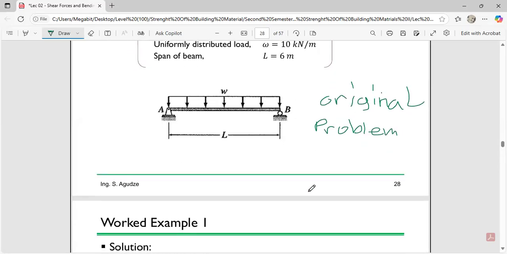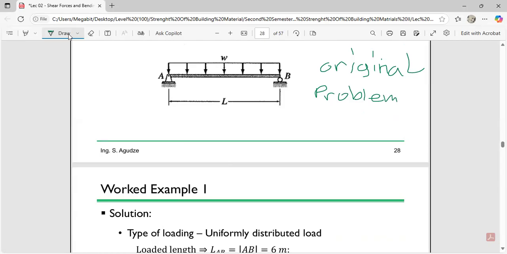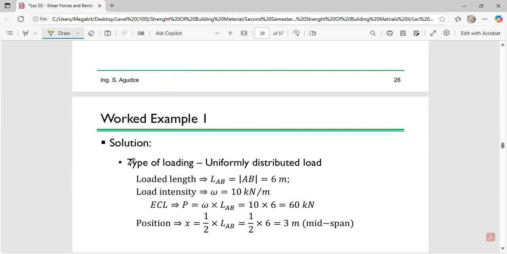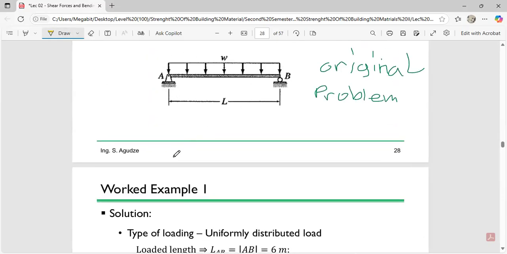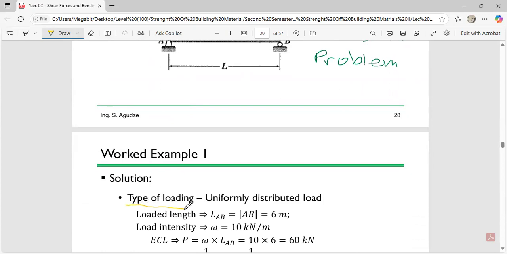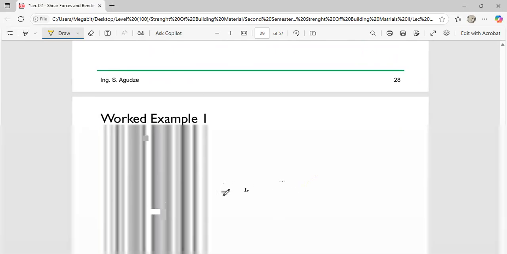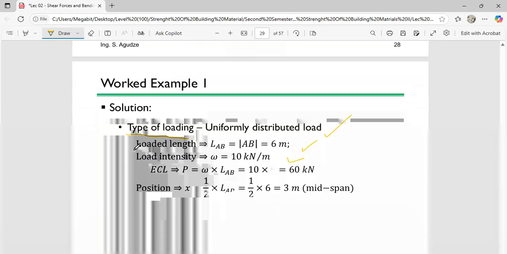Okay. Then from there, where do you come to? You come to your solution. In your solution, first of all, you have to study the original problem very well. And you should be able to tell the examiner the kind of loaded beam it is. So over here, you can see that this is a uniformly distributed load. Okay. And then the loaded length in step one is what? 6 meters. Okay. The loaded intensity is what? 10 kilonewton per meter. You write it over there.